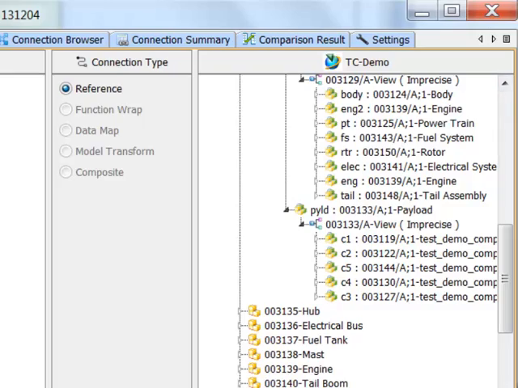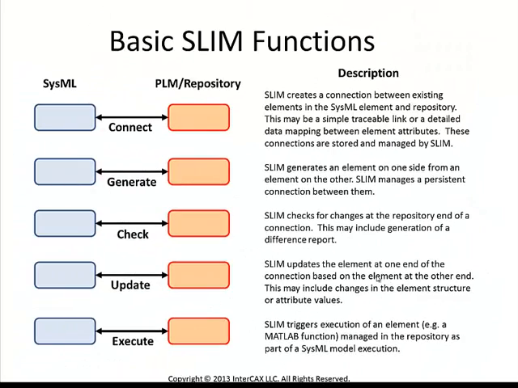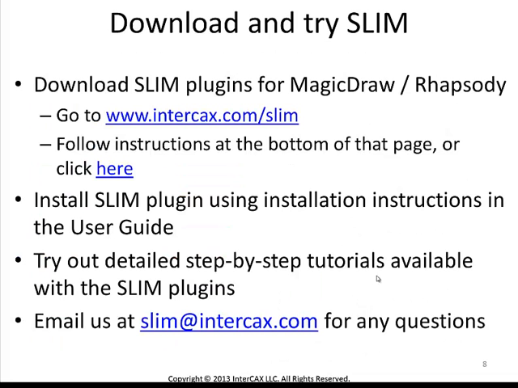To go back to a few final slides, for those who would like to try out SLIM, it is now available for short-term evaluation. To do that, go to the Intercax website, www.intercax.com/slim. Follow the instructions and contact us for an evaluation license. The SLIM product comes with installation instructions and a user guide. It also comes with a detailed set of hands-on tutorials to assist you in learning how to use the system capabilities.